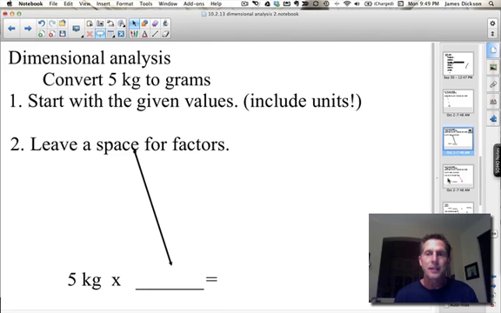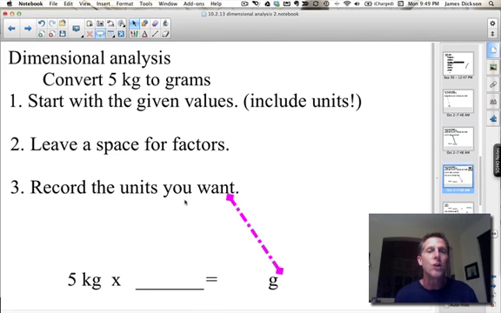Third step, identify where you want to go. So I know I'm starting with 5 kilograms. I want to go to grams. So I put a G over here. Here's my grams. That's what I want to end up with.